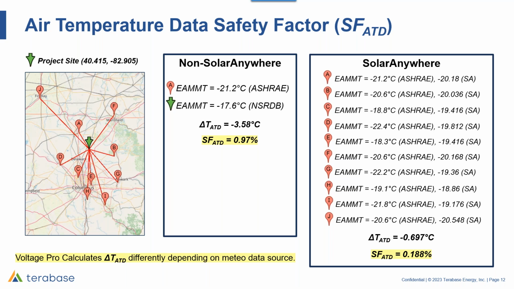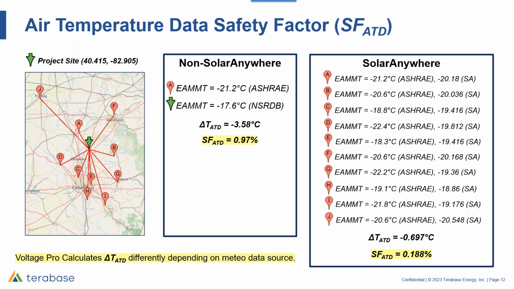Unfortunately, it gets a little bit more complicated with the air temperature data safety factor, and that's because Voltage Pro calculates the delta T that goes into that safety factor in two different ways depending on the satellite data source. So within Voltage Pro, there is a Solar Anywhere method of calculating delta T, and there's a non-Solar Anywhere method.